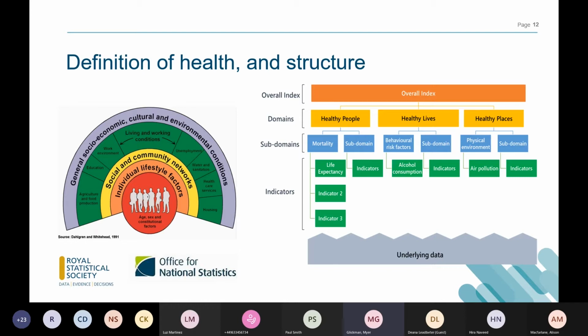So that is an incredibly fast whistle-stop tour of where does the health index come from and what's the idea, what's it for? And now I'm going to hand over to Greg to give you a lot more detail about what exactly have we done and what does it look like.